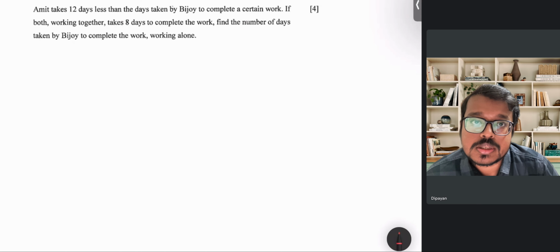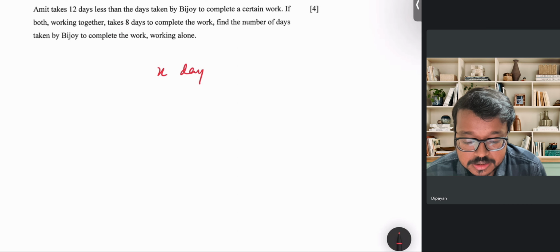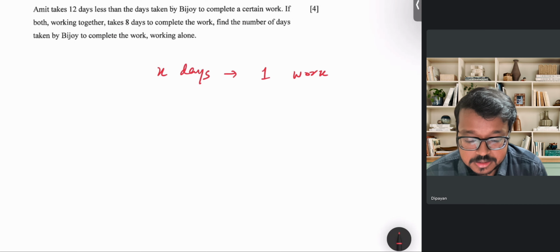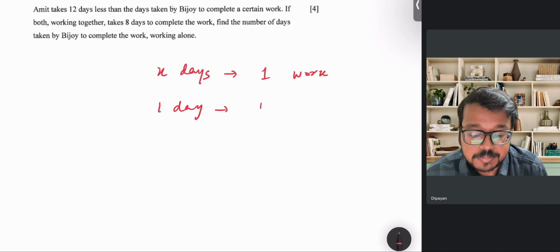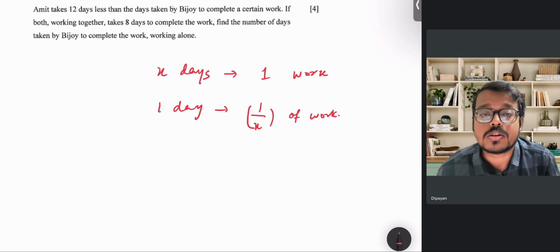For example, if a person is finishing a task in 2 days, then each day the person is completing half the task. Or suppose a person is taking 3 days to complete a task, then each day the person is completing 1/3 of the task. Similarly, if I assume that a person takes X number of days to complete one piece of work, then in one day the person will complete 1 by X fraction of the work. So with this assumption, we will solve such questions.